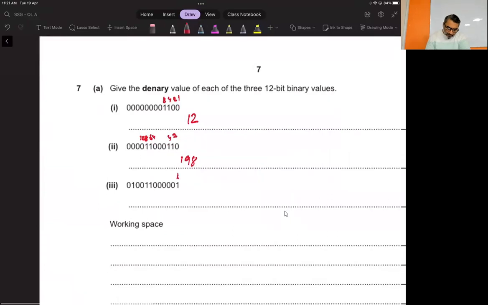This is 1, 2, 4, 8, 16, 32, 64, 128, 256, 512, 1000, 1024. So 1024 plus 128 plus 64 plus 1, that is 1217. So of base 10.